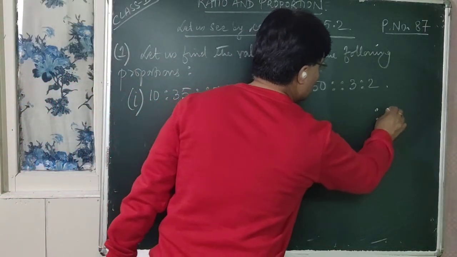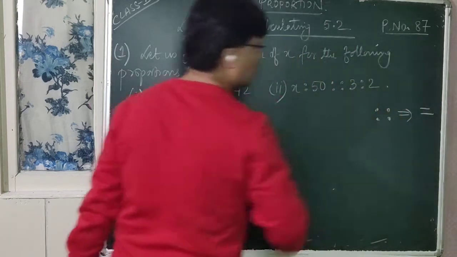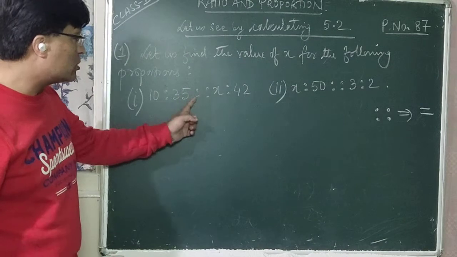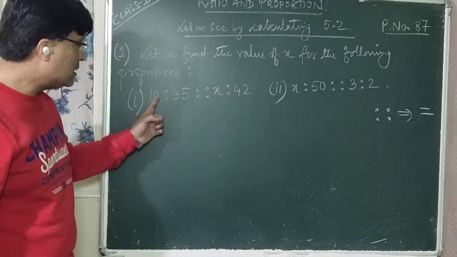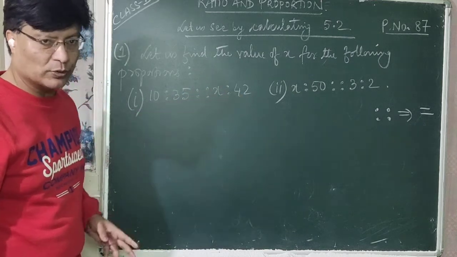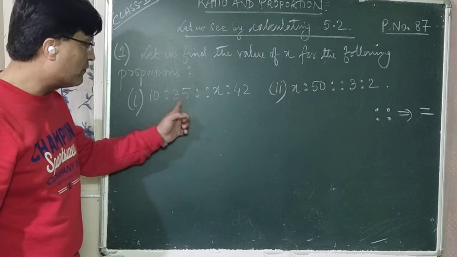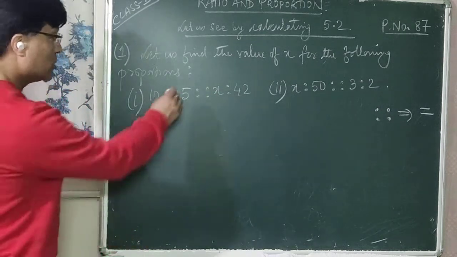If double is to is written out there, then it implies is equal to, right? This double is to means is equal to. x is to 42. That is 10 is to 35. That means 10, 35, x, 42 are in proportion, right? So this is your given.